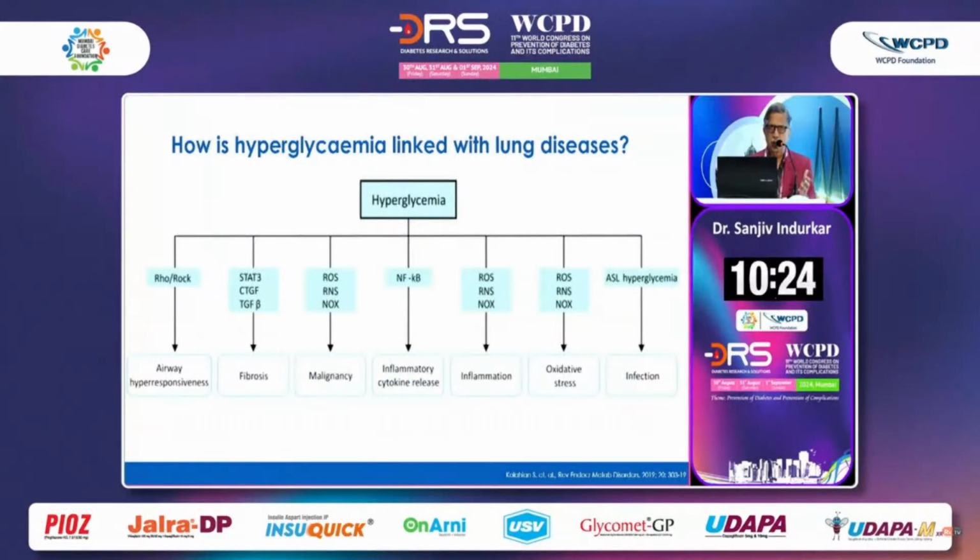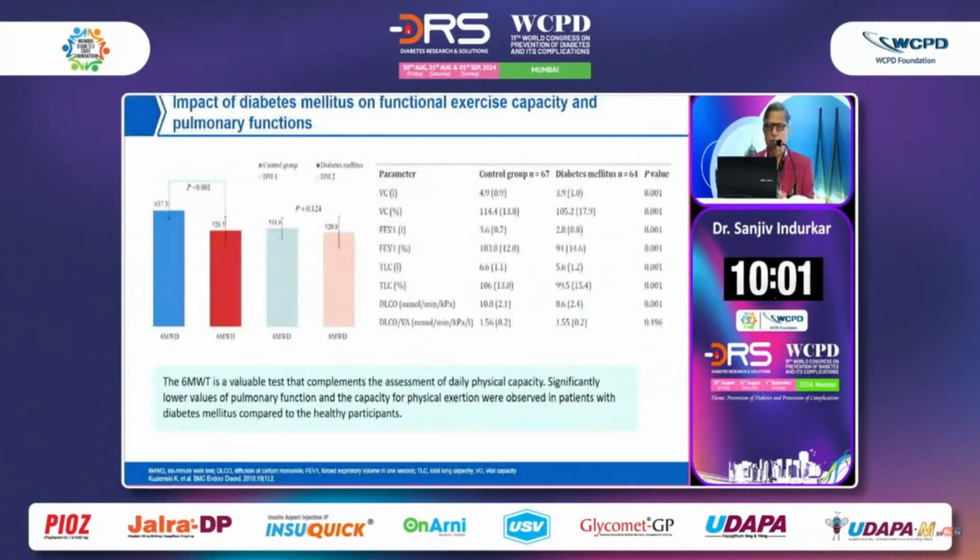The pathophysiology, though not completely understood today, is primarily hyperglycemia acting through multiple mechanisms. It affects airway hyperresponsiveness, fibrosis, malignancy, inflammation, oxidative stress, and infection. So primary hyperglycemia has an impact on multiple aspects of chronic respiratory diseases.